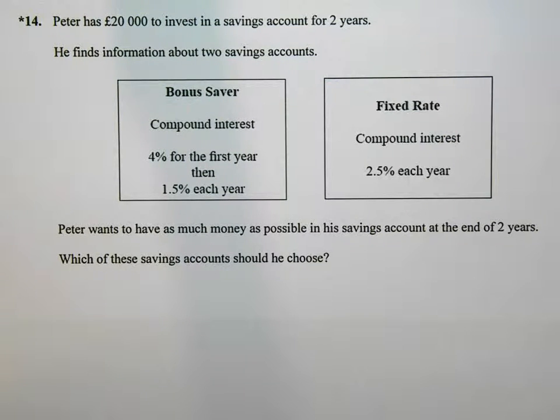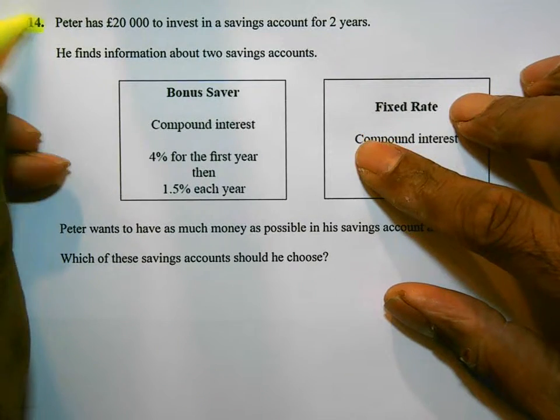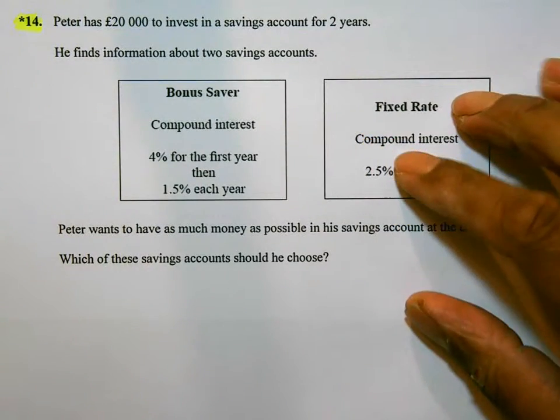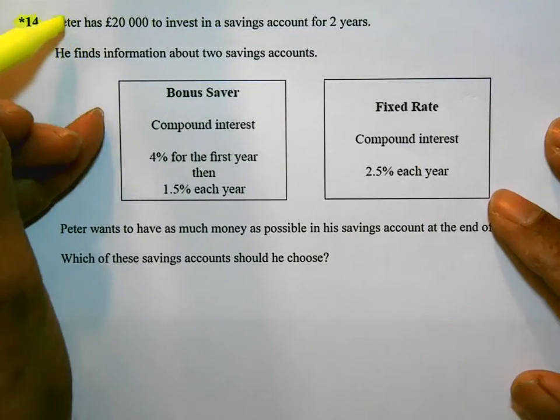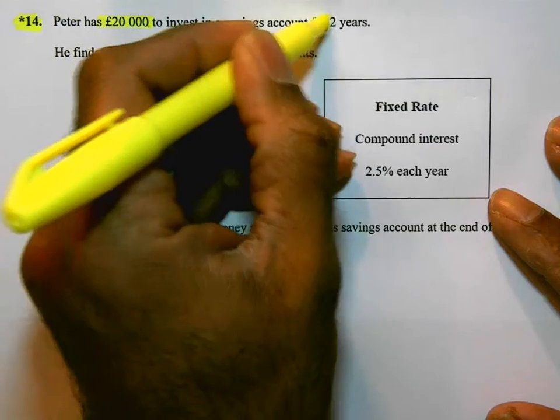This is question number 14 on the November 2014 calculator paper. First thing we notice is there's a star next to the question number, and that means there's marks for quality of written communication. The question says Peter has £20,000 to invest in a savings account for 2 years.